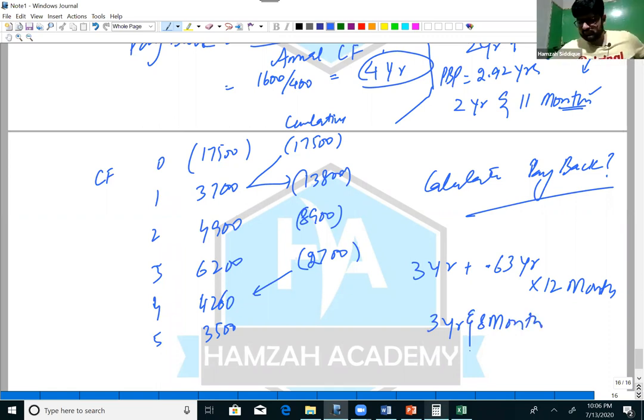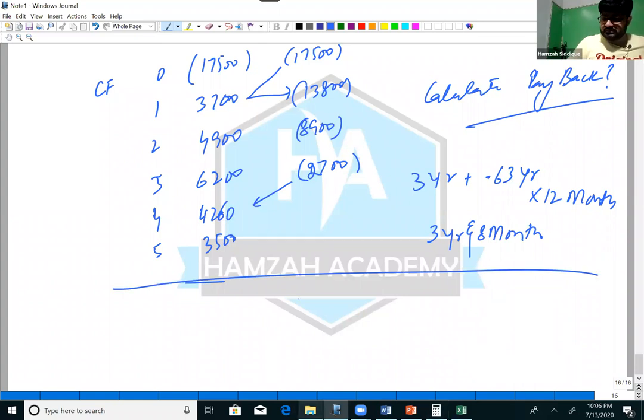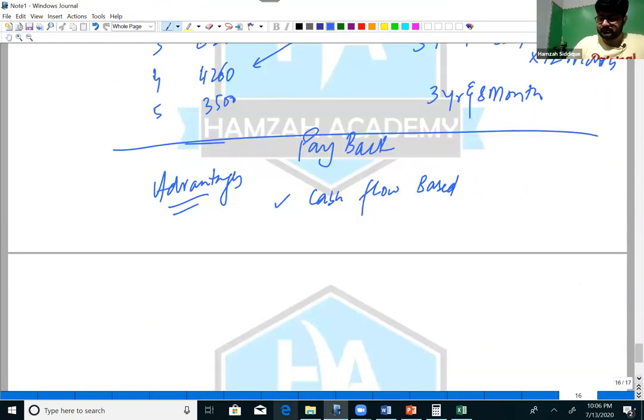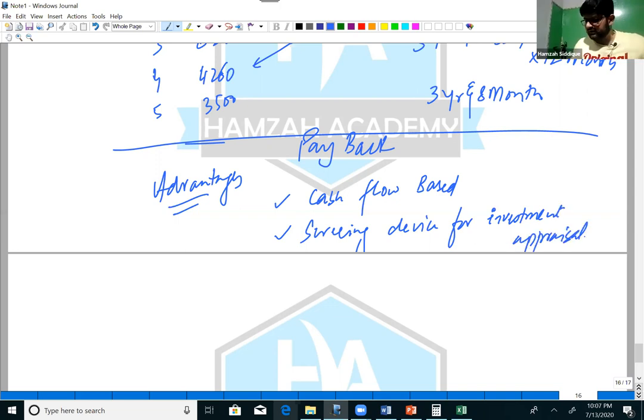Now, the payback period method. Now it's theory. It is a cash flow based method, and it is a screening device for investment appraisal. The project which does not meet this criterion is screened out. We cannot accept that.